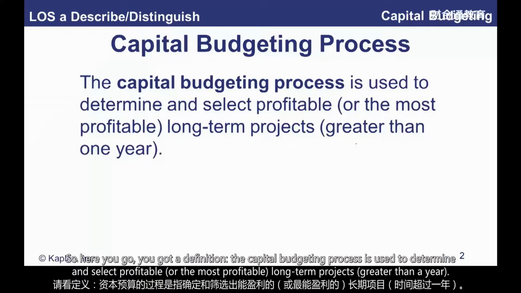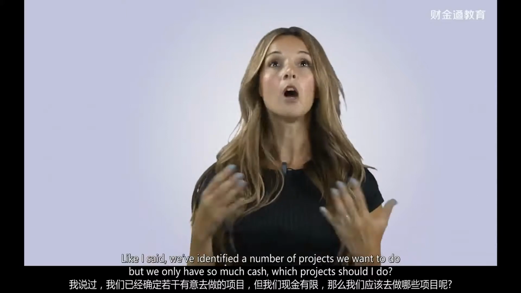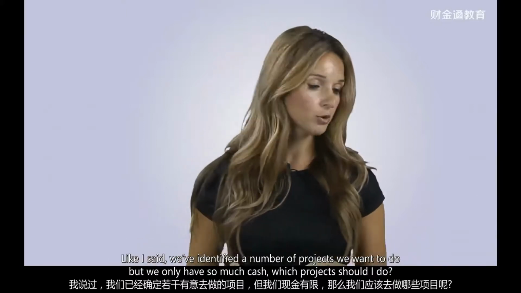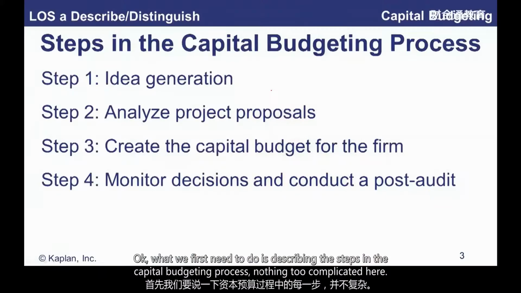So here you go, you've got a definition. The capital budgeting process is used to determine and select the most profitable long-term projects, greater than a year. So like I said, we've identified a number of projects we want to do, but we only have so much cash. Which projects should I do? Okay, so what we first need to do is describe the steps in the capital budgeting process, nothing too complicated here.